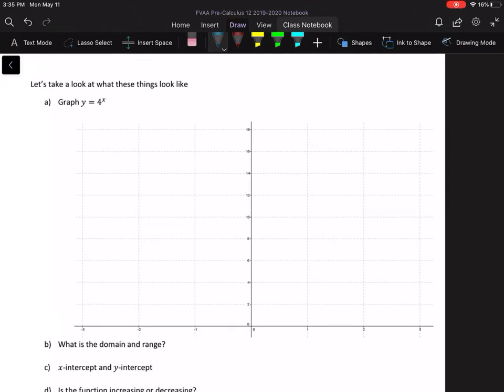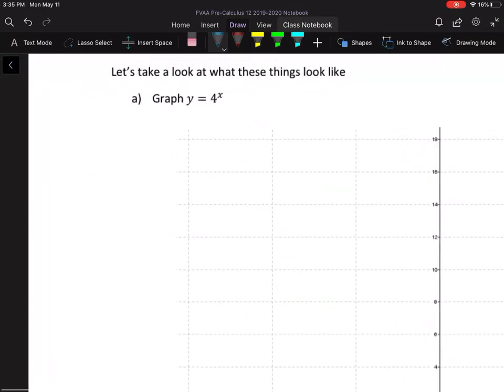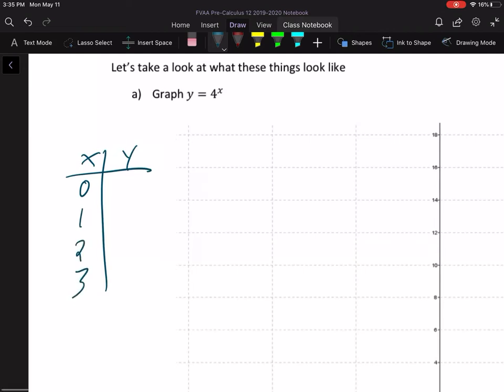And so what I'm going to do is create a table. In grade 9, we learn how to draw a graph from an equation, and the step that we do is make a table with x and y, and we just start plugging in values. So 0, 1, 2, 3, let's say. If I plug in 0 in the place of x in this equation, I get a y that's equal to 1. If I put a 1 in the x, I get 4. If I put 2, I get 16. If I put 3, I get 64.